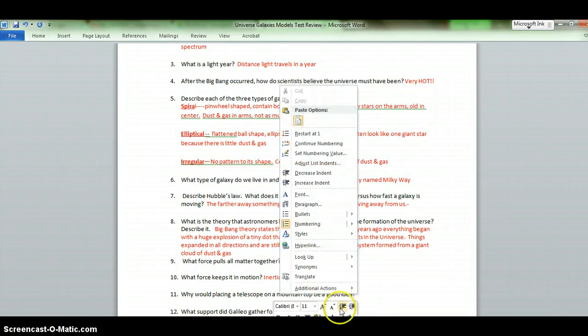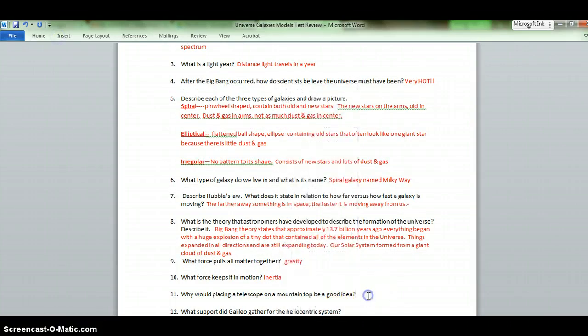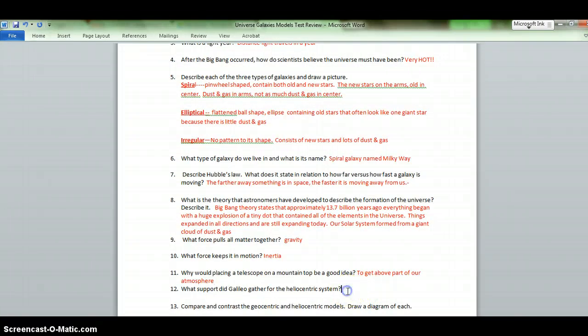Number 11 says, why would placing a telescope on a mountaintop be a good idea? It's to get above part of our atmosphere, and you would be able to get a clearer view of the stars.